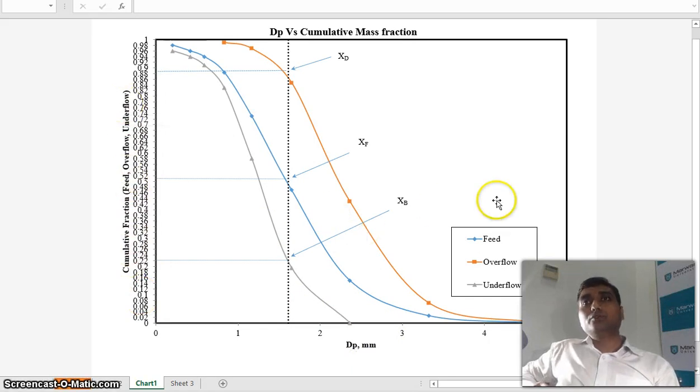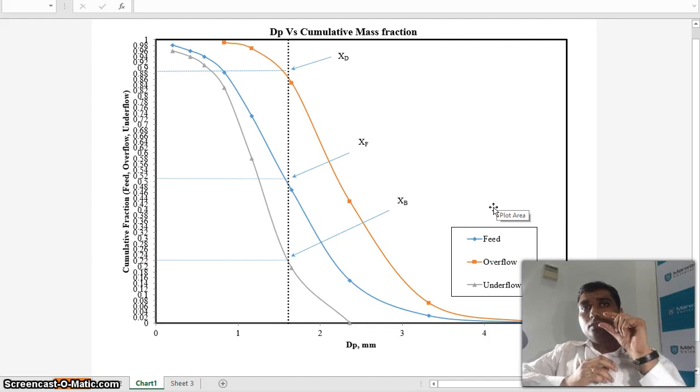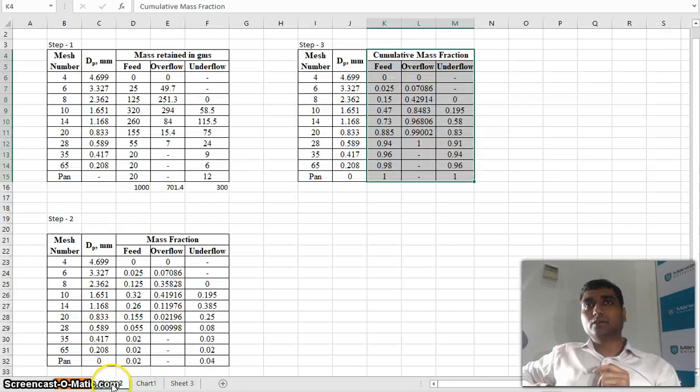So what you have to do next is find out the values of xf, xd and xb. These are not given in our data, but we require them to find the overall effectiveness, right? So how to find this? If you go to your problem statement, it is written that it should pass through the 10 mesh screen, right? So the value corresponding to mesh 10 is 1.651, right? So this is the dP value for mesh number 10.